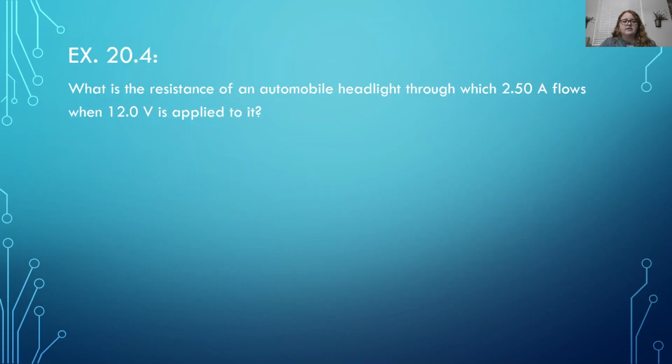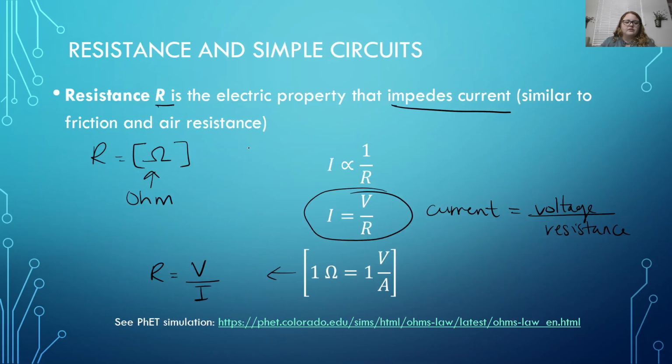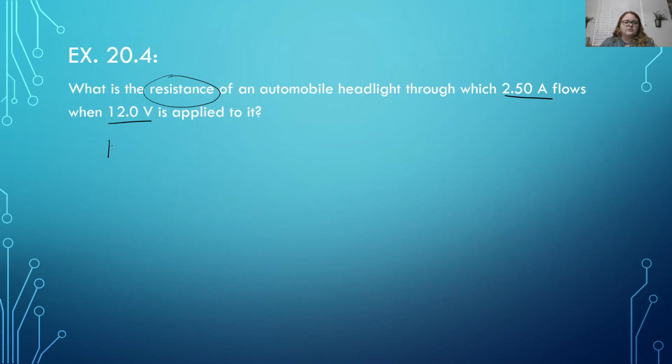All right. So here is the last example in this section, and we are looking for the resistance of an automobile headlight through which 2.5 amps flows when 12 volts is applied to it. So we want to find the resistance again. So remember, resistance is equal to V over I, or V equals IR. Remember we saw that in the simulation that I showed.